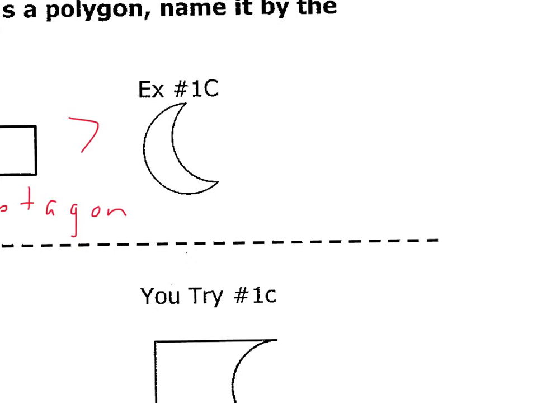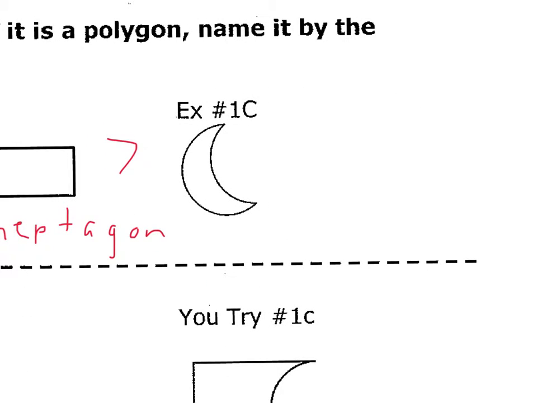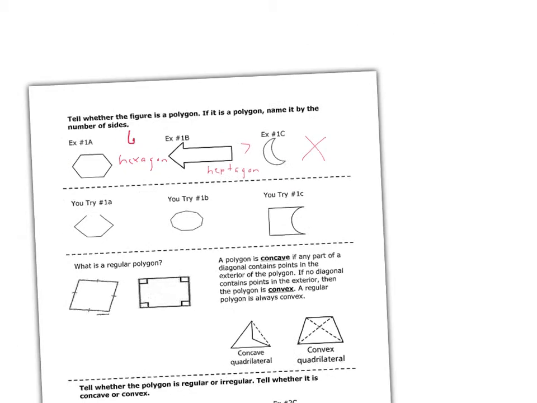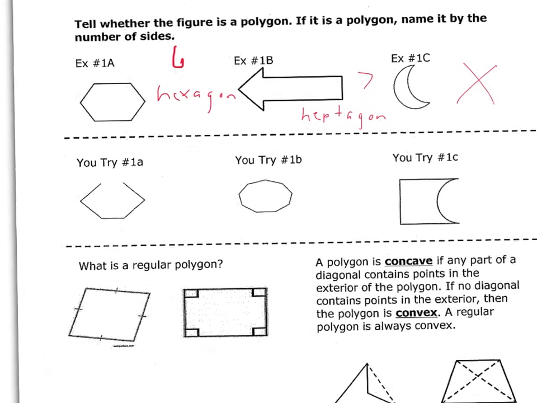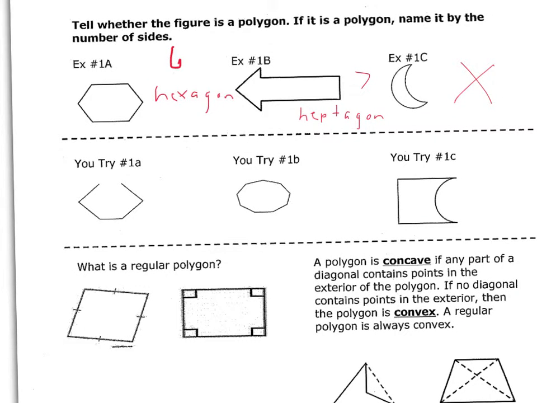Okay, this one is a curved line, so it is not a polygon. You cannot have a curve in a polygon. All right, I would like you to try 1A, you try 1B, and you try 1C. Count the sides and decide if it is a polygon.